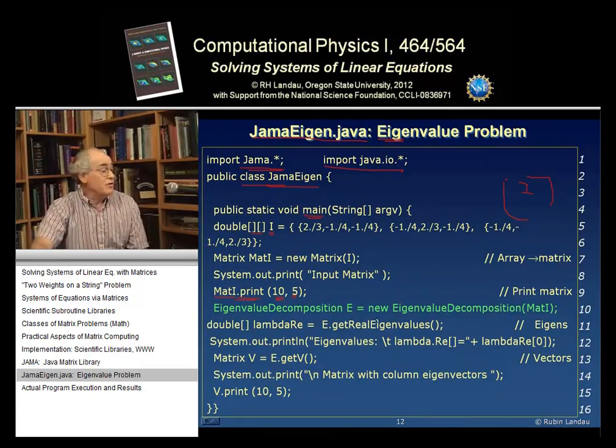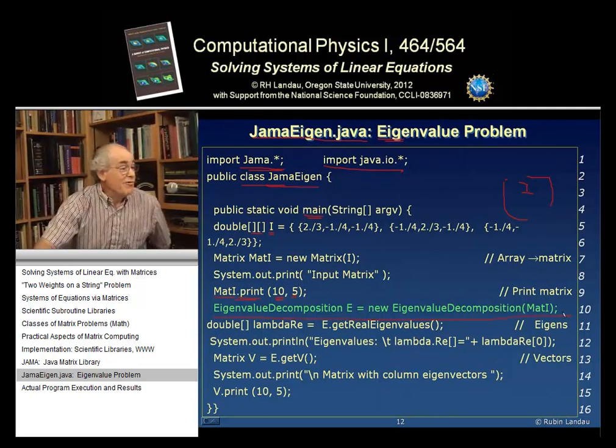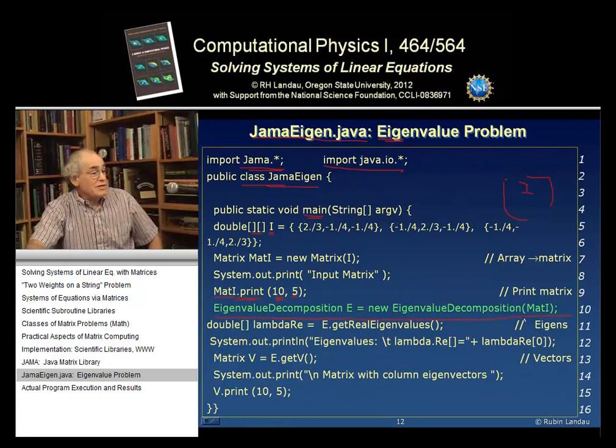Line 10 here, in this beautiful greenish kind of color, is the full eigenvalue decomposition. So this is the whole shebang right here. We take our matrix, matrix I, that's over here on the right, and now we just say, do an eigenvalue decomposition on it. And let E be a new matrix we defined, and here's new, which is creating it, a matrix which will contain all the eigenvectors and eigenvalues.